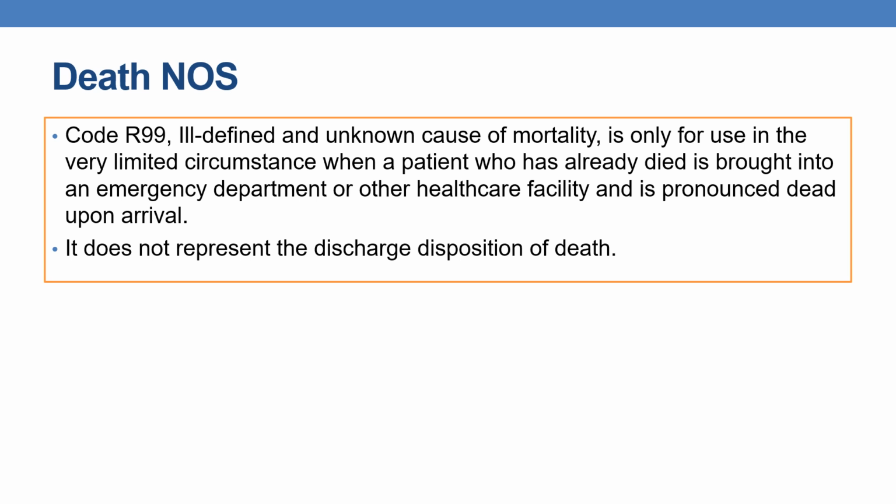Now coming to the next guideline, death NOS, code R99, ill-defined and unknown cause of mortality, only for use in very limited circumstances. When the patient who has already died has been brought in dead or has been pronounced dead upon arrival. This is very rarely used and it does not represent the discharge disposition of death. It must be coded in very limited circumstances. Whenever the person who has already died has been brought to the ER department or other healthcare facility, or if the person is pronounced dead upon arrival, in that case also you can code that. And it does not represent the discharge disposition of death.